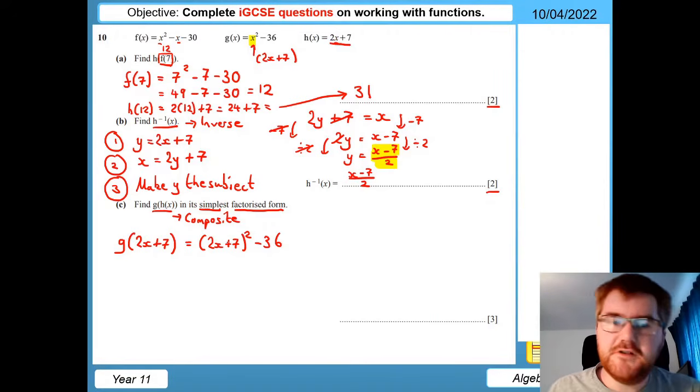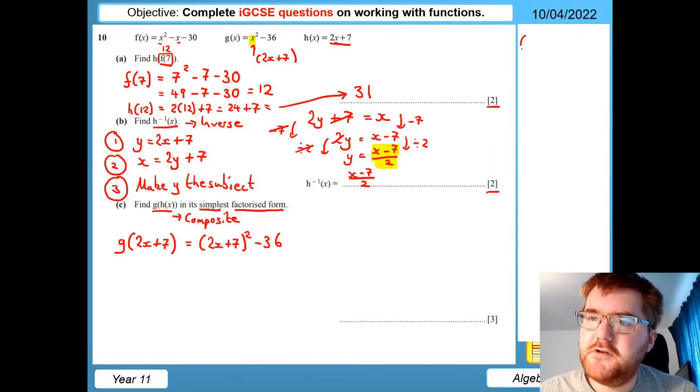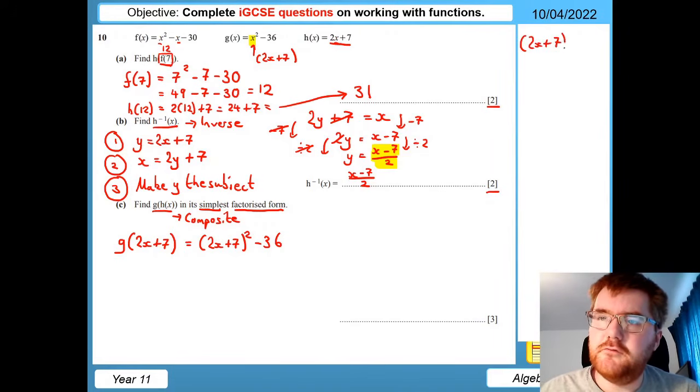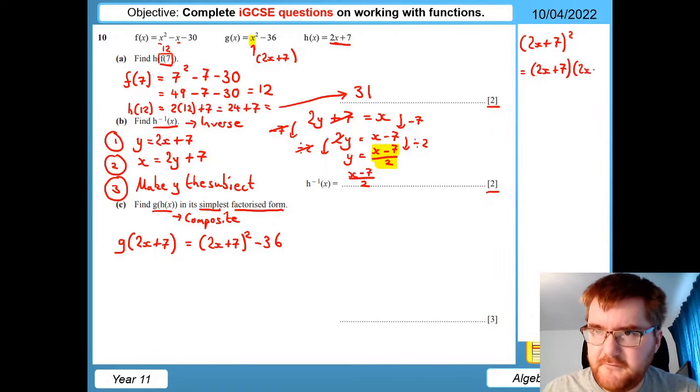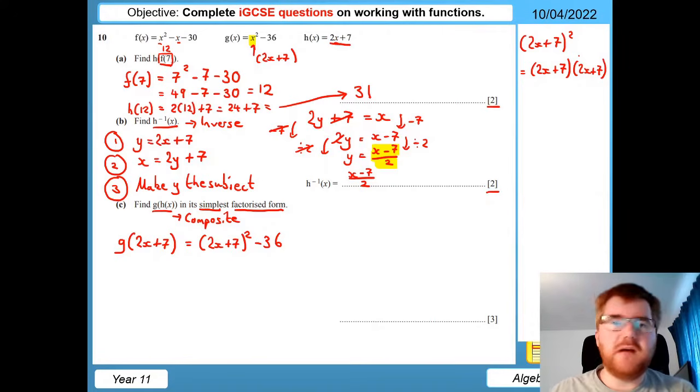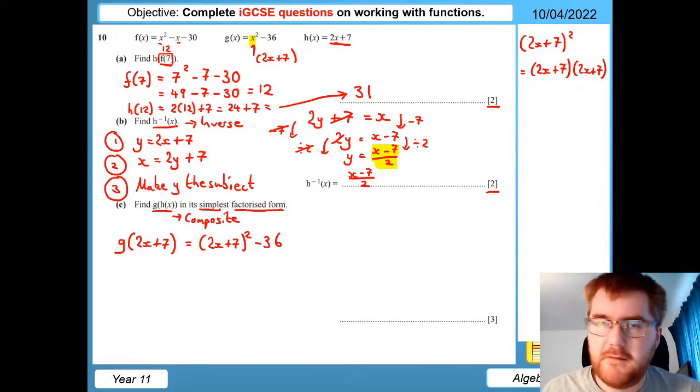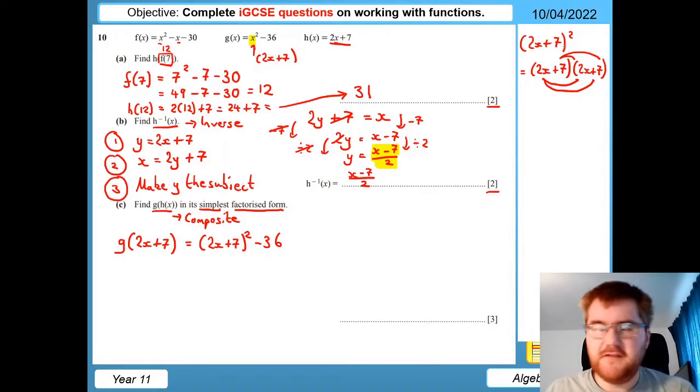So remember, if you've got a bracket squared, so 2x plus 7 all squared, this is the same as saying 2x plus 7 multiplied by itself. And as soon as you've got double brackets, you know what's coming. We're going to use FOIL. So remember, FOIL is first, outside, inside, last. So you have to make sure you follow this very logical procedure.